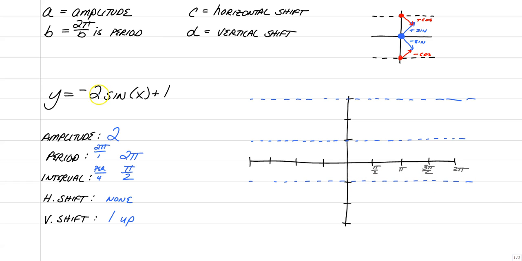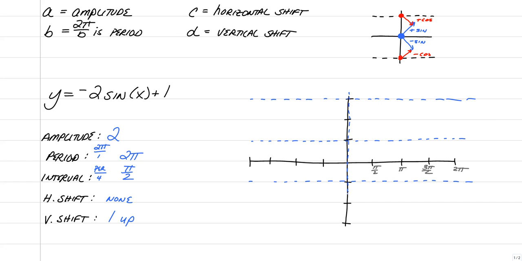So your amplitude is going to appear twice. We have 2 and we have 2. And then after that, if you had a horizontal shift, you would graph a line to represent the horizontal shift. Now there is none, so we can just highlight the y-axis just so you can see it. And now we're ready to graph.